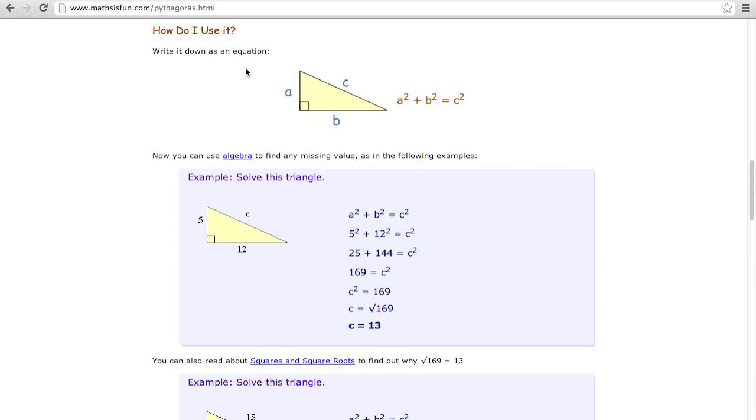Quick review of the Pythagorean theorem. It works for right triangles. Here's the formula. C is the hypotenuse. The hypotenuse is the longest side, which is the side opposite the 90-degree angle.